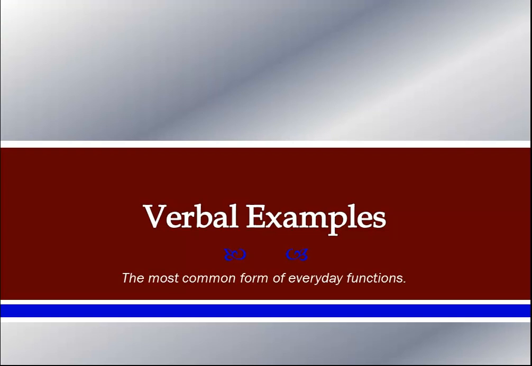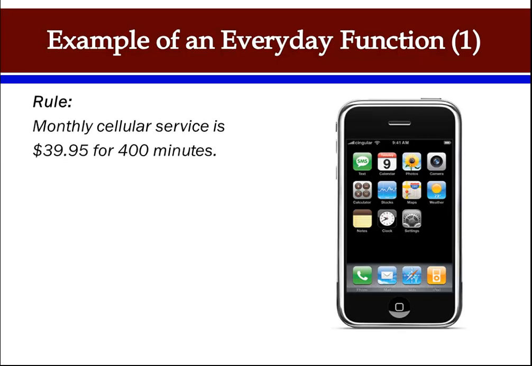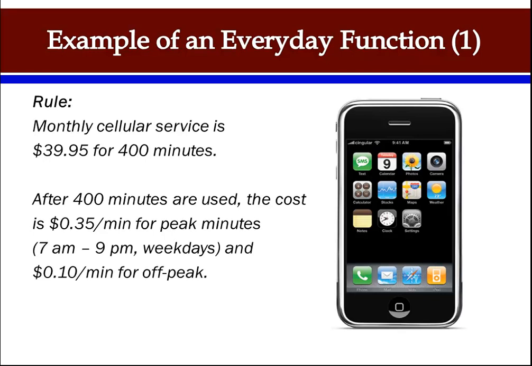Again, the verbal example is the most common form of an everyday function. Here's the rule for the function. Monthly cellular service is $39.95 for 400 minutes. After 400 minutes are used, the cost is 35 cents a minute for peak minutes, 7 a.m. to 9 p.m. weekdays, and 10 cents a minute for off-peak, and those would be the hours outside of the 7 a.m. to 9 p.m. That is a verbal function.